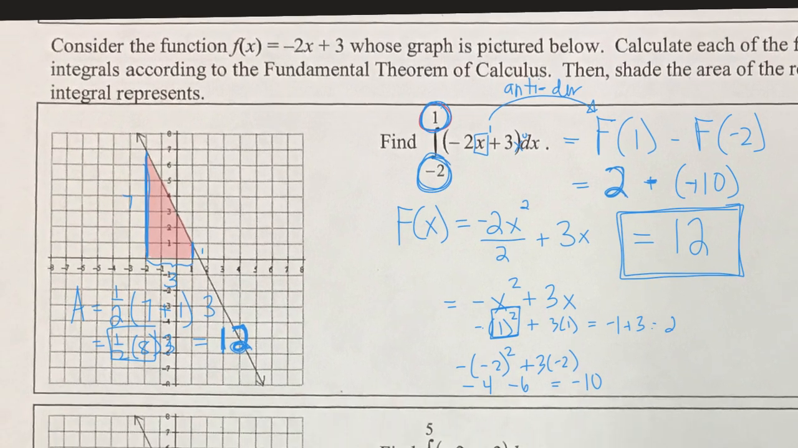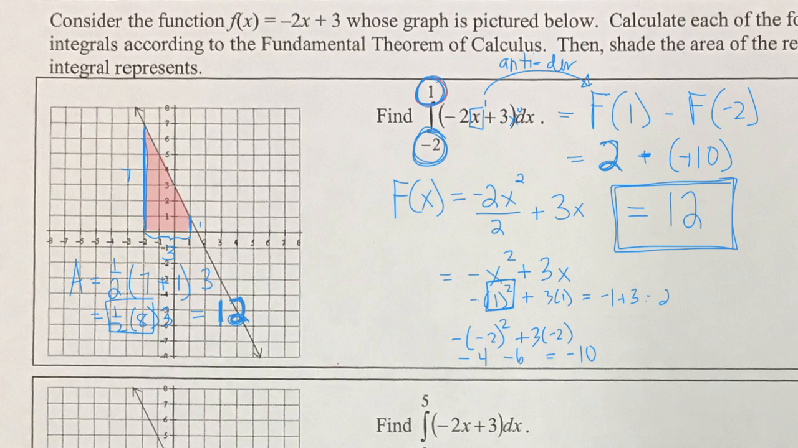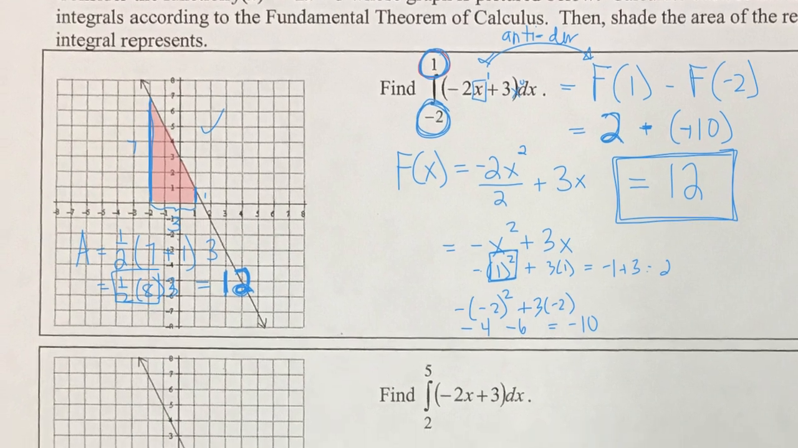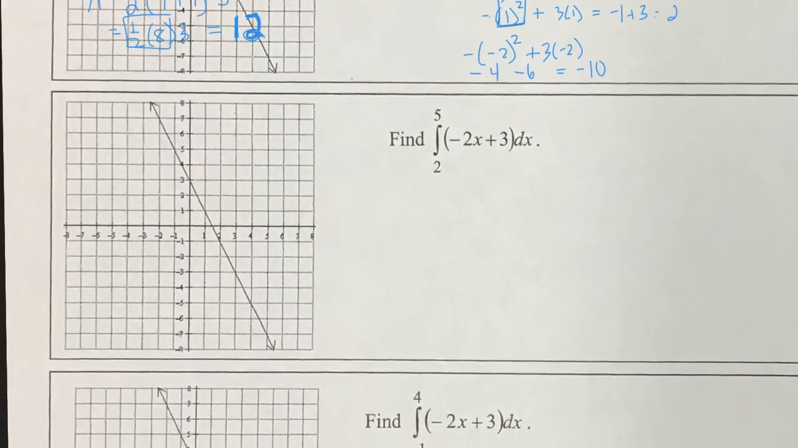Okay, there are connections, believe it or not, and they are pretty fantastic. So the integral is an area. If we have a graph, it's pretty nice. If we have an equation, we have to anti-differentiate. Okay, so let's see if we can make some more connections here on this second one.